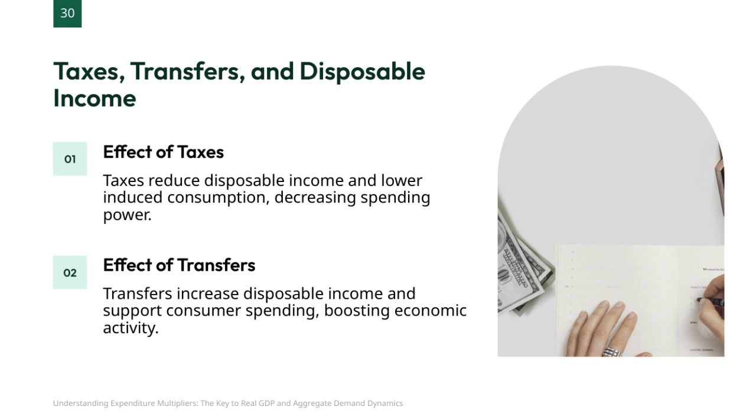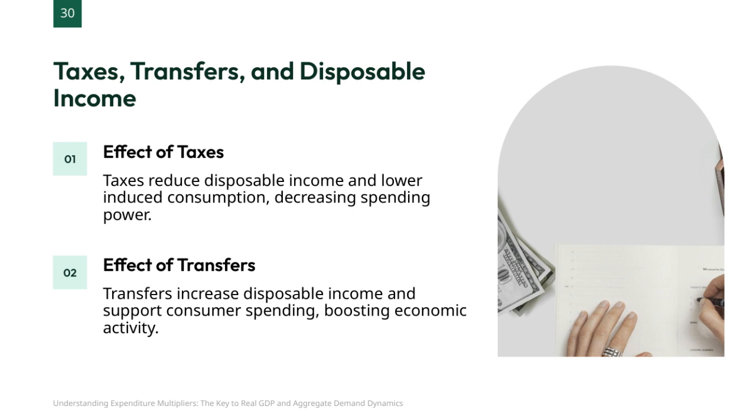Here we focus on the relationship between taxes, transfers, and disposable income. Starting with taxes, they have the effect of reducing disposable income, which means people have less money available to spend. This decrease in spending power leads to lower induced consumption, ultimately slowing down overall economic activity. On the other hand, transfers such as government benefits or subsidies have the opposite effect.